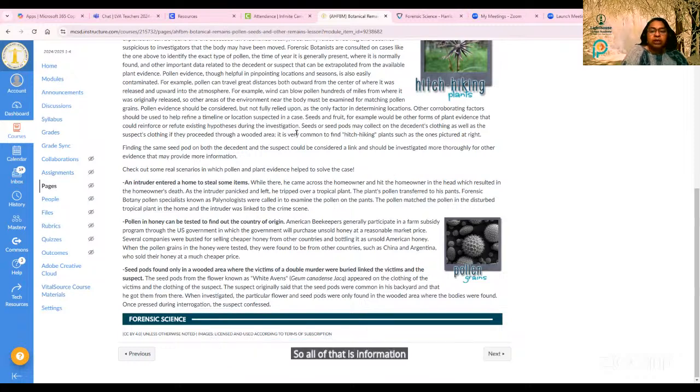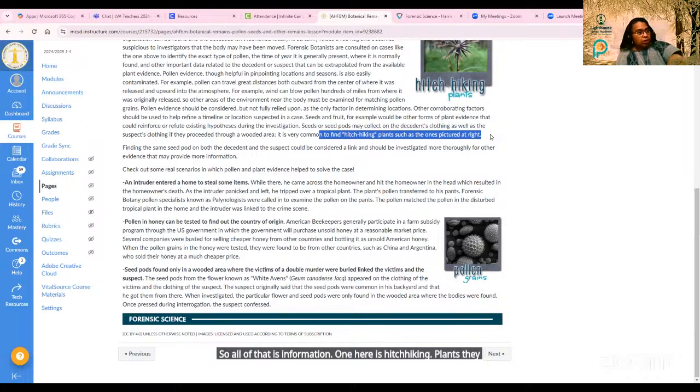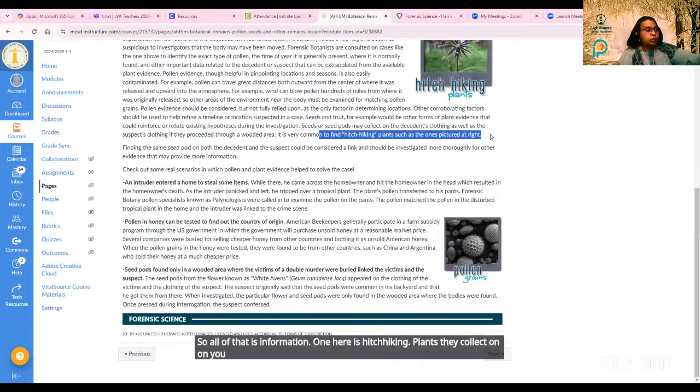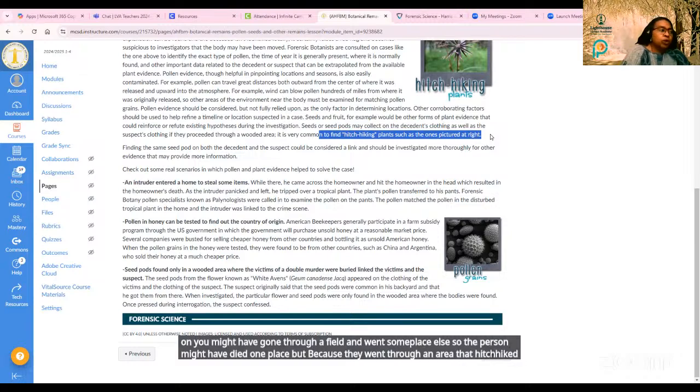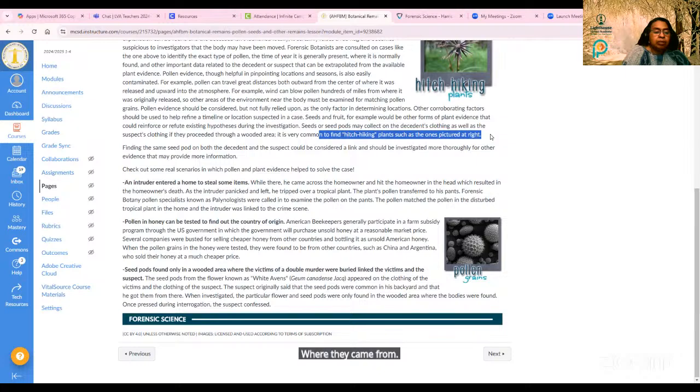One here it says hitchhiking plants, they collect on you. You might have gone through a field and went someplace else, so the person might have died in one place, but because they went through an area that hitchhiked on their garments, they know where they were or where they came from, even if the body was found someplace else. So it might give a clue to the killer.